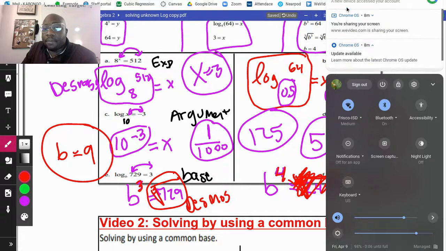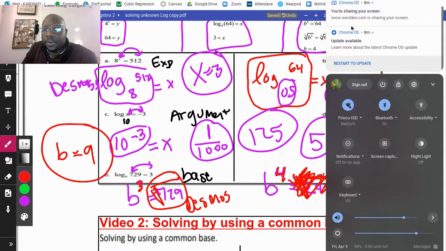If I can find the stopping button. Where do we stop now?